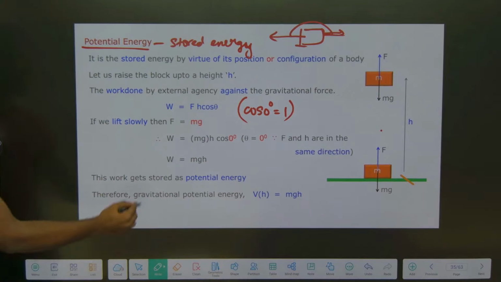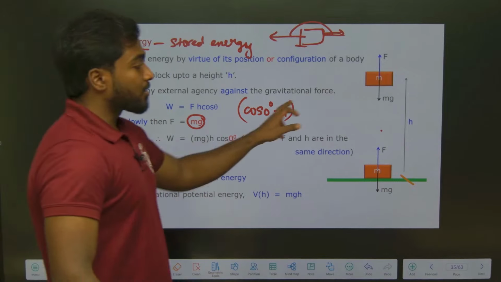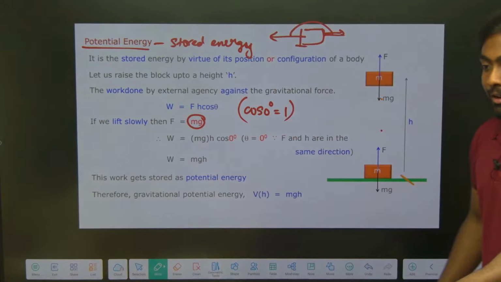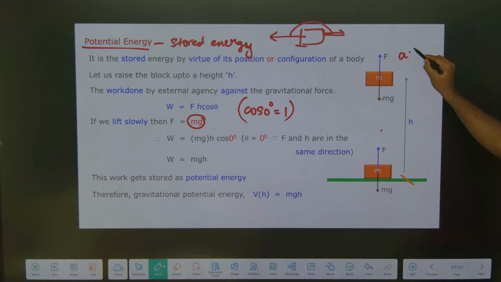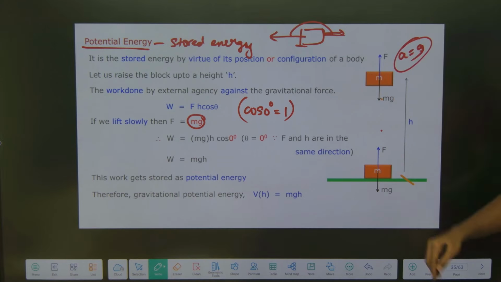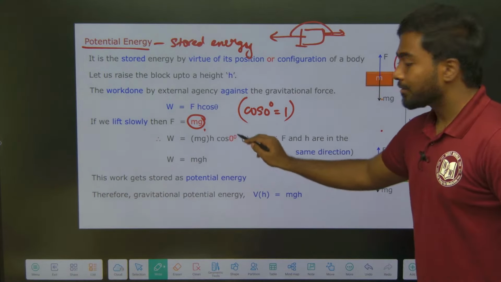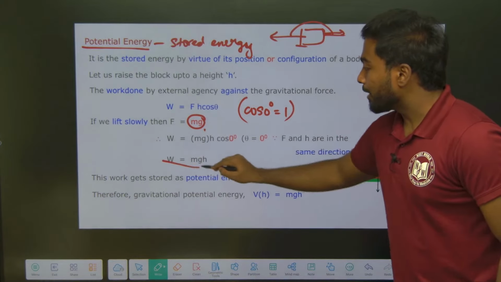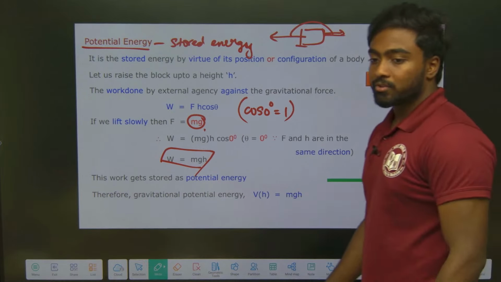F is nothing but m into a, but here we are discussing only gravity, so the acceleration will be considered as g. So mgh, cos 0 is 1, so the work done will be mgh. What will be the SI unit of this? Joules.